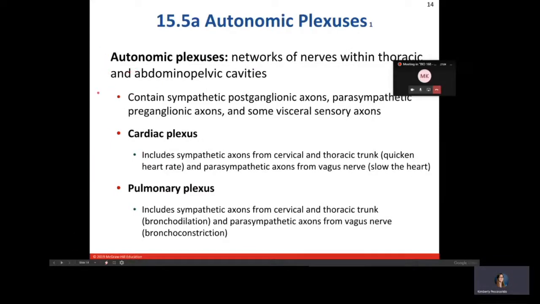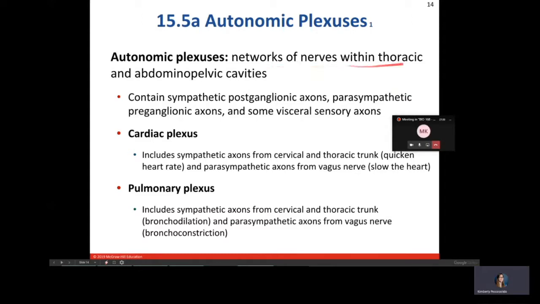So the next thing I want to talk about is innervation of our body with our 2 different systems of parasympathetic versus sympathetic. I know we have these 2 different systems, but how do they work together? And so autonomic plexuses, remember we said plexuses are networks of interweaving nerves, right? And so these autonomic plexuses are going to be networks of nerves within the thoracic and abdominopelvic cavities.